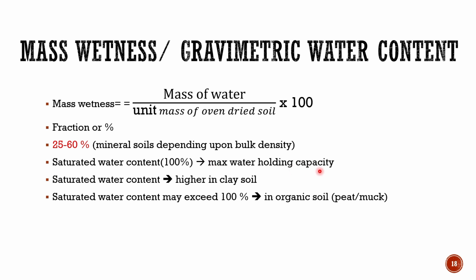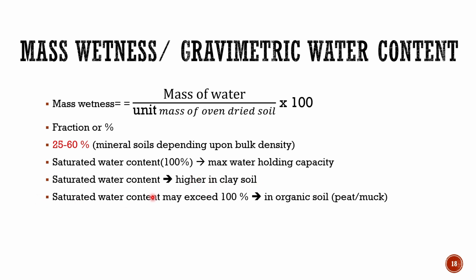It is the maximum water holding capacity. So mass wetness of 100 percentage means it is saturated. We will not say water content as 110, 120 like that. 100 is the maximum water holding capacity of the soil. Saturated water content will be higher in clay soil. You know that because sandy soil will not retain water, but clay soil will retain water. So clay soil can hold more water than any other soil.